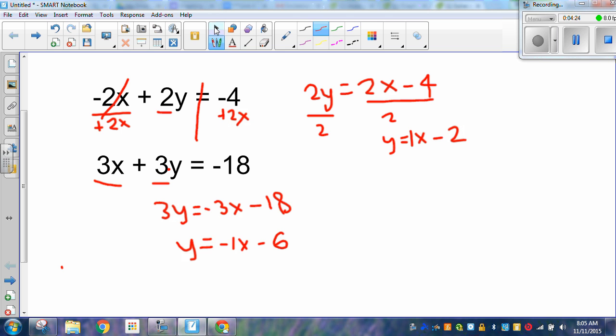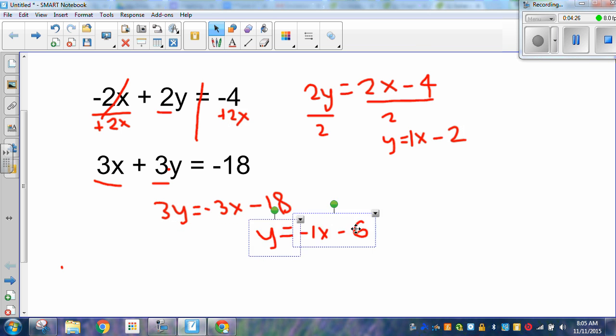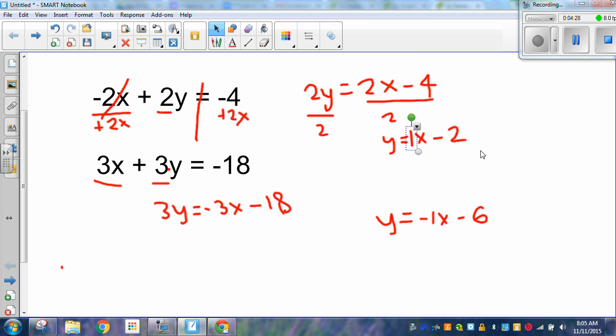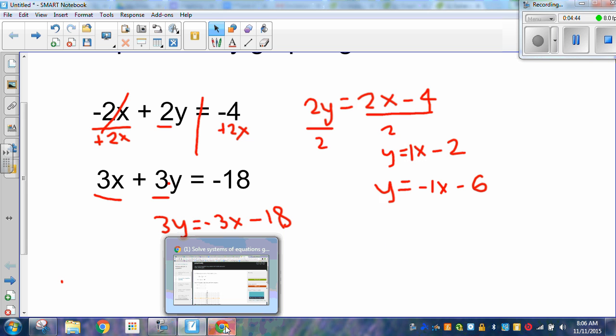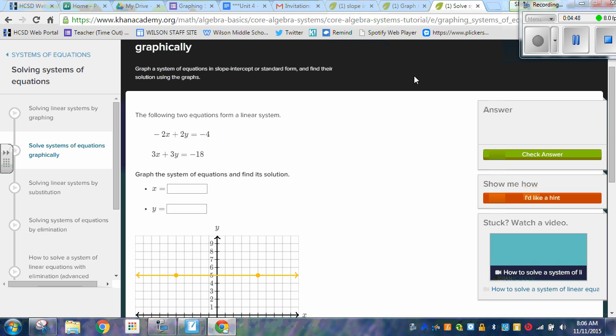With that in mind, we have our new equation right here. And here's our other equation up here. We need to graph both of these. We need to graph y equals 1x minus 2 and y equals negative 1x minus 6. So I have this question pulled up on Khan Academy. I'm just going to use it really quickly. Let's just take a look at this.